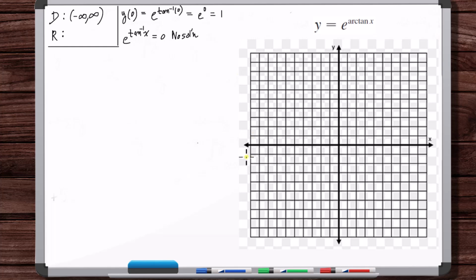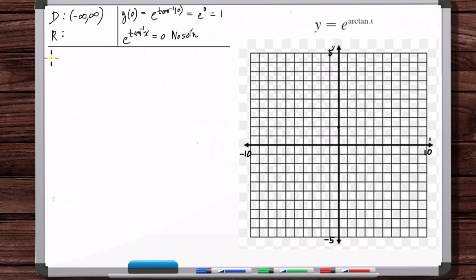Okay, so to get the best look at this graph, we're going to go from minus 10 to 10, and then from 5 to minus 5. Okay, and so the y-intercept is at 0, 1. So here.